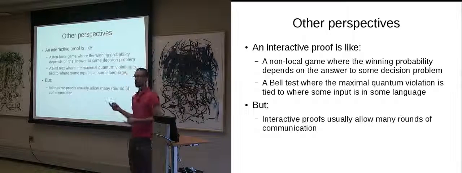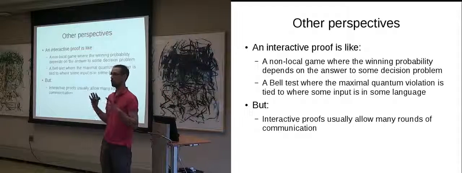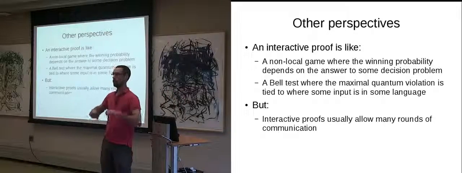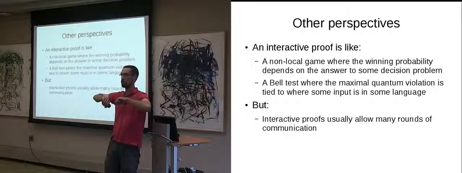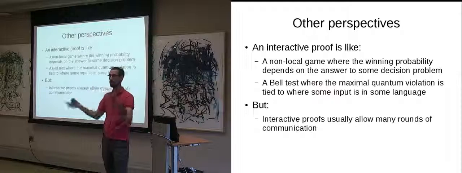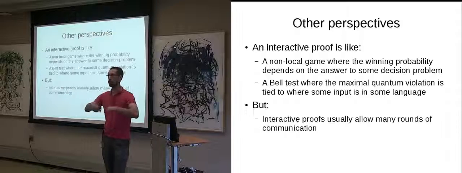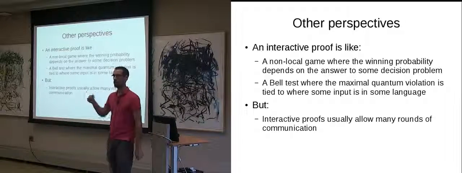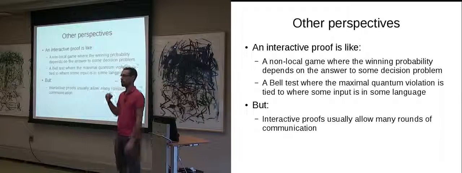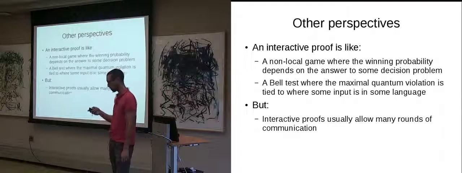But there's an important difference, which is that in most of these things, like Bell tests and non-local games, usually there's only one round of communication. The referee asks the questions to the players, and then the players give their answers, and then we decide if they win or not. In interactive proofs, there can be multiple rounds, so that they get some answers back, and the verifier asks another question, and they get another answer, and so on. There may be many, many rounds of communication. So this is the important difference between interactive proofs and the normal model for non-local games or Bell tests.